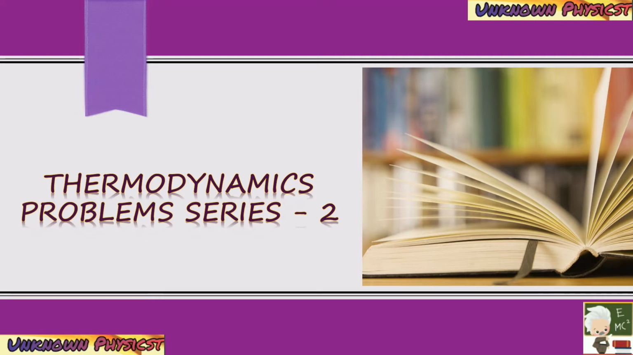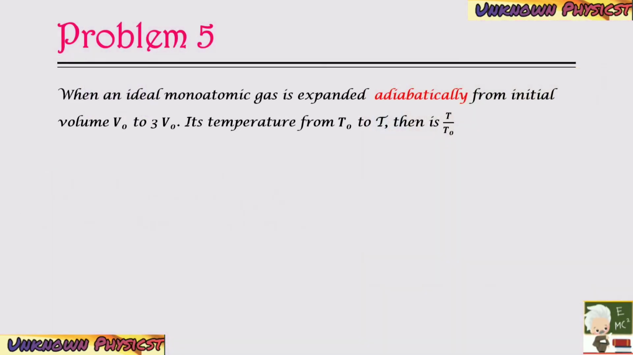So before going to the problem, I want to apologize guys because in my previous video I have not mentioned the keyword for this question: adiabatically. So our fifth question is, when an ideal monatomic gas is expanded adiabatically from initial volume V0 to 3V0, its temperature T0 to T, then they are asking the ratio of T by T0. I have given 4 options for this question. So let us get into the solution.